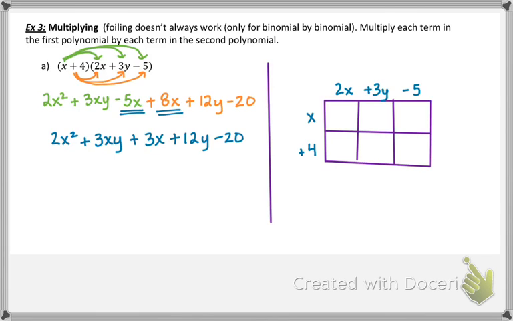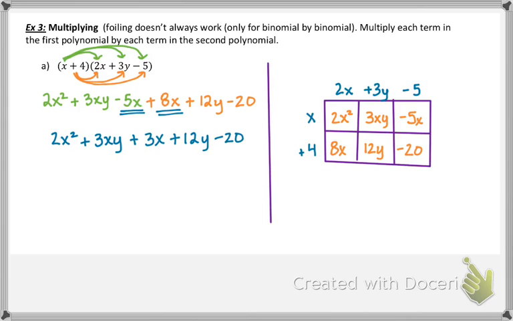And all we're going to do is multiply and find the area of each rectangle. So the top left box in the first row, first column, we're going to get by multiplying the x and the 2x. Okay, so 2 times 1 is 2, x times x is x squared. And then in the next box, we're going to multiply the x times 3y, which is 3xy. And then negative 5 times x is negative 5x. And then in the second row, we're going to multiply the 4 by the 2x. So that's going to give me 8x. 4 times 3y is 12y. And 4 times negative 5 is negative 20.